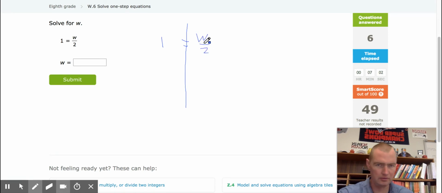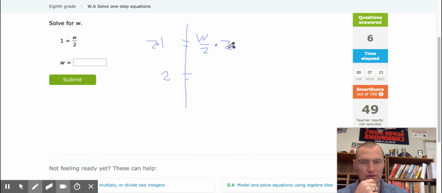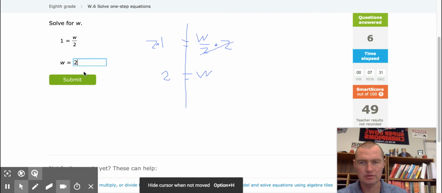Now think to yourself, what is the opposite of division? Think. What is the opposite of division? Yes, multiply is the opposite. So multiply by 2, because we got that on the bottom that needs to go. But if I multiply by 2 on the right side, I need to multiply by 2 on the left side. So 2 times 1 is 2 equals 2 divided by 2 cancels out, 2W. Therefore, W is equal to 2.